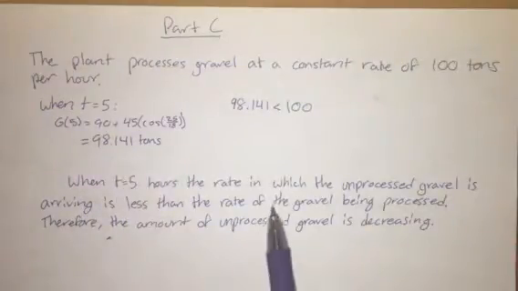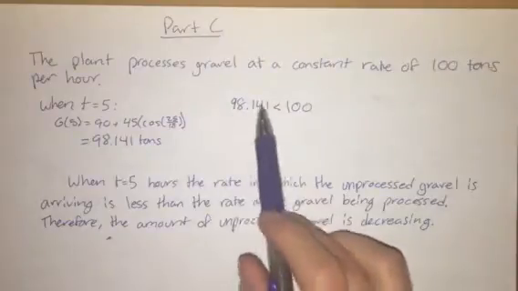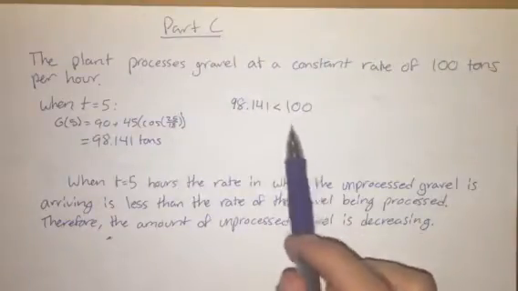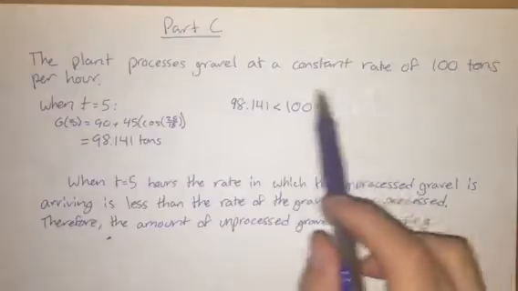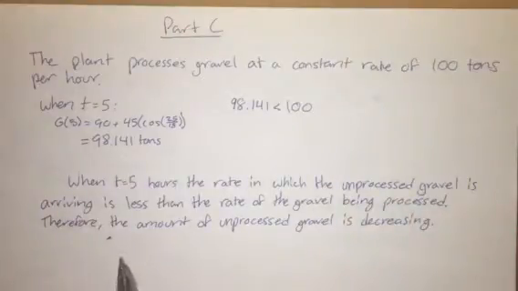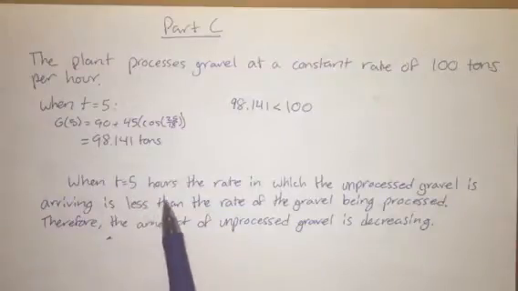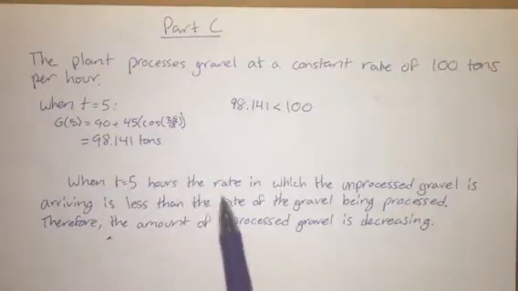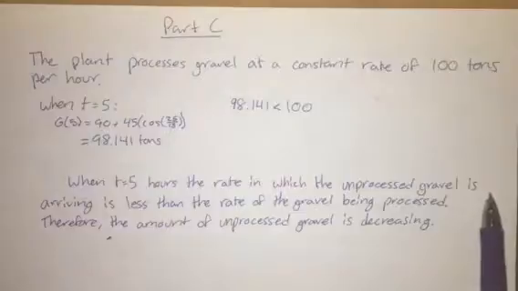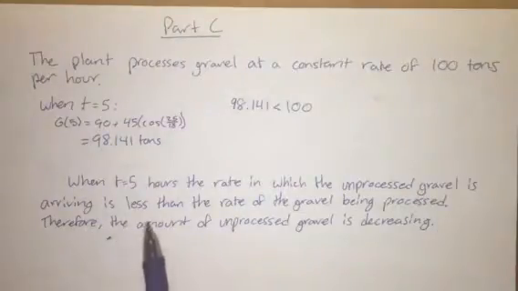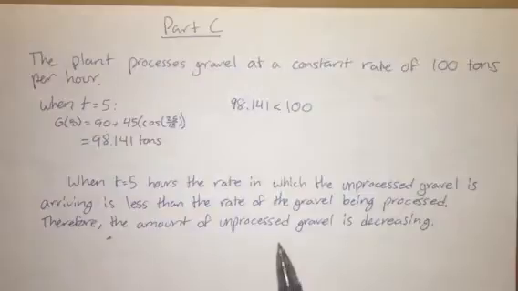98.141 tons. Now we can see that that is less than the 100 tons, which is the constant rate per hour. So in conclusion, when t equals 5 hours, the rate at which the unprocessed gravel is arriving is less than the rate of the gravel being processed. Therefore, the amount of unprocessed gravel is decreasing.